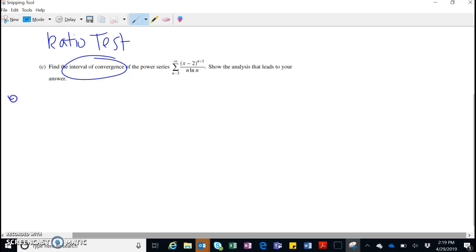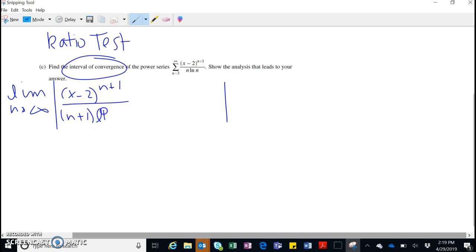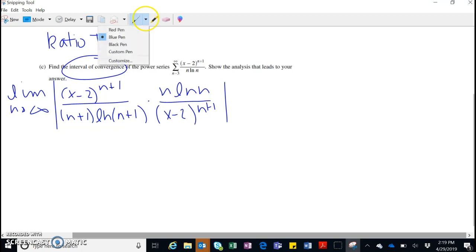And the ratio test, remember, is the limit as n goes to infinity of the absolute value of the next term, so that's (x minus 2) to the n plus 1 over (n plus 1) times the log of (n plus 1), divided by our current term, or in this case we'll just multiply by the reciprocal of our current term to go ahead and clean this stuff up. So the great news is that algebraically some of these exponentials cancel themselves out for us.